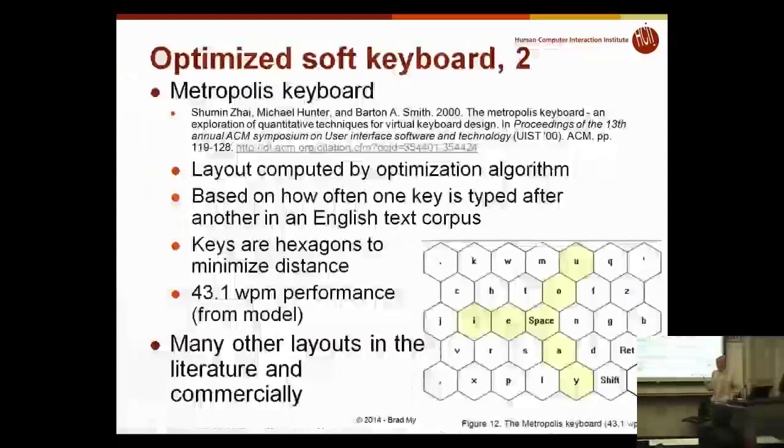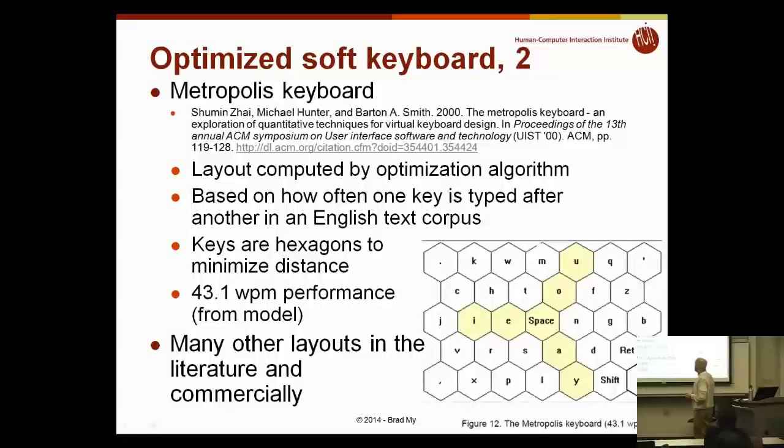But he did that layout by trial and error. So Shumin Zhai, who was at IBM, said, we can do better than that. Let's use an algorithm to optimize the layout automatically. And so he wrote an optimization algorithm that computed the optimum layout based on the same English corpus.